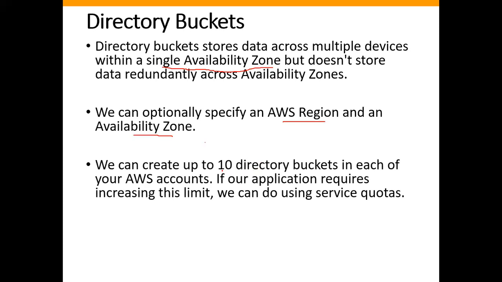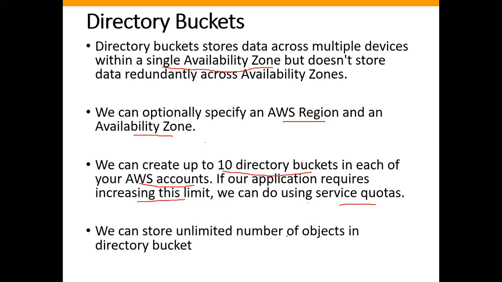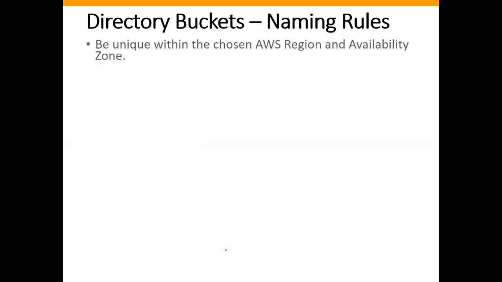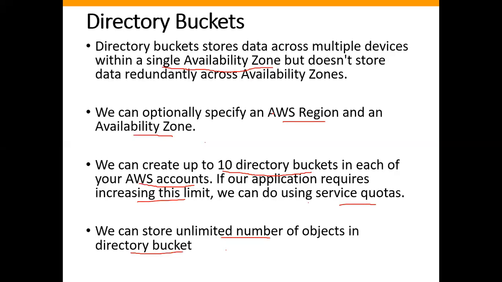And we can create a maximum of 10 directory buckets in your AWS account. But it is possible to increase this limit by using a service called Service Quotas. And under a directory bucket, we can store unlimited objects. There is no limit. You can store unlimited objects. Now, this is what we have about directory bucket.